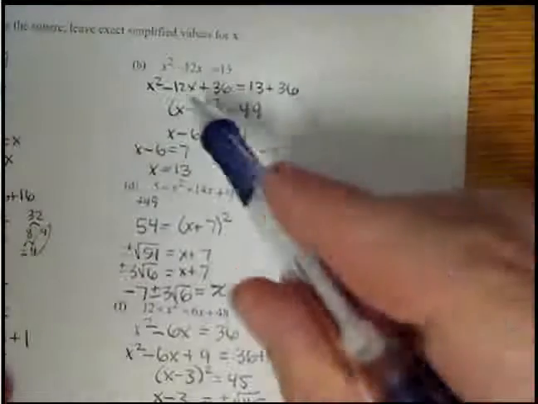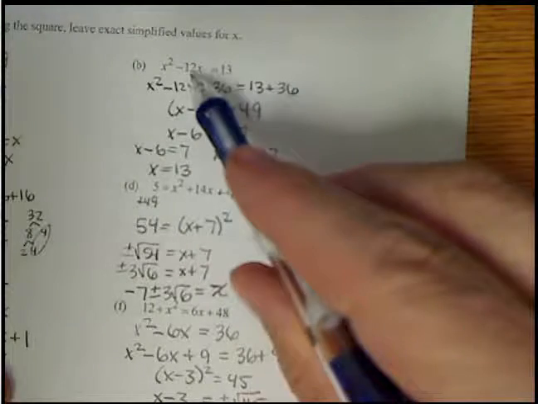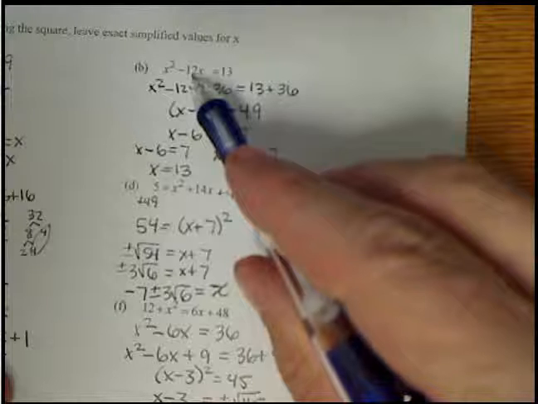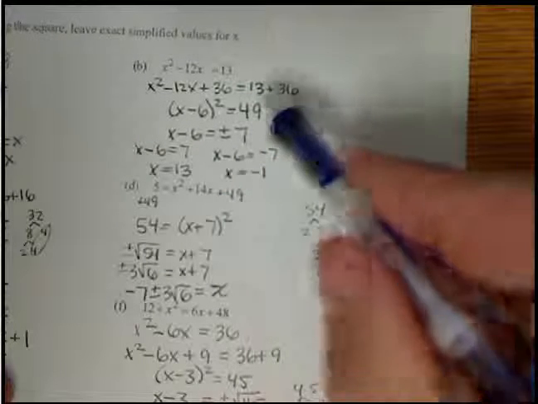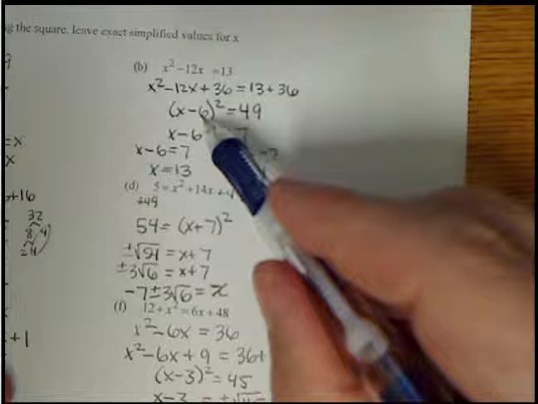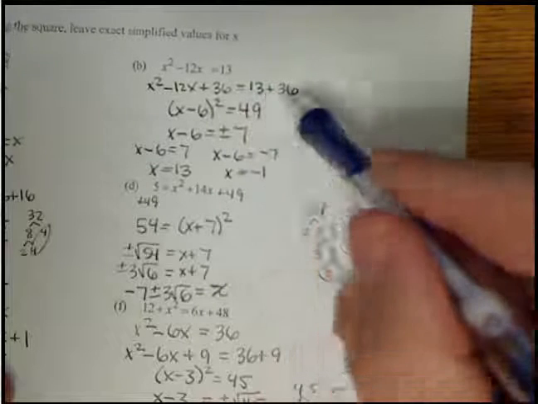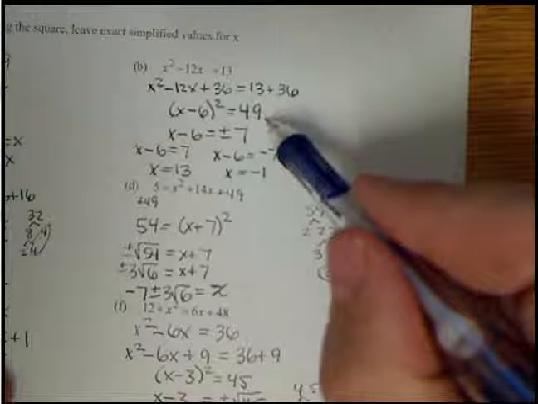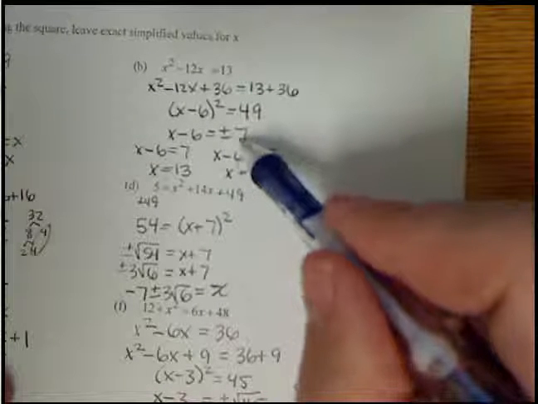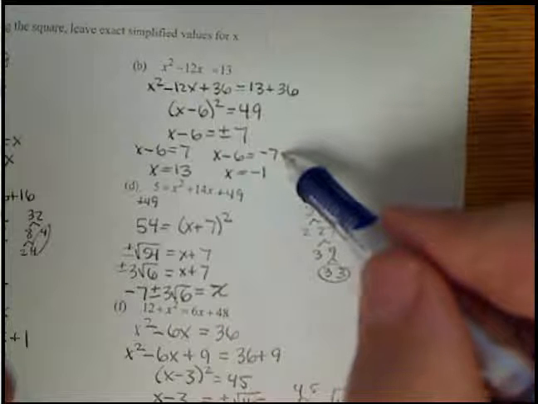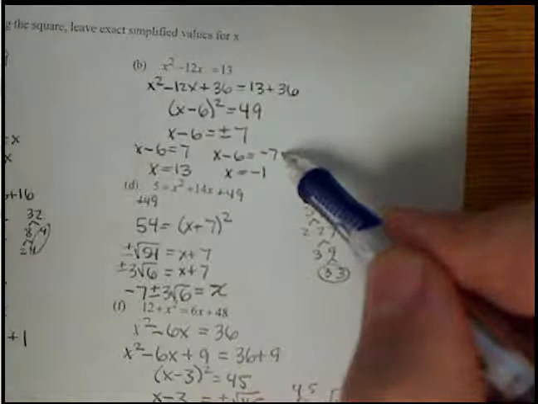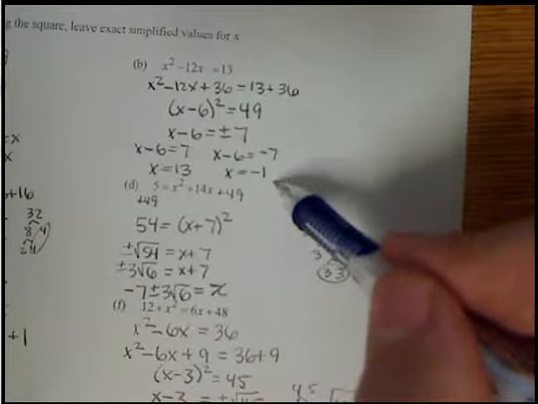So again, let's look at our steps. This is what I originally started with. Half of negative 12 is negative 6 squared. I added 36 to both sides. This factors now to x minus 6 times x minus 6. 13 and 36 is 49. Take the square root. I get plus or minus 7. So either x minus 6 equals 7 or x minus 6 equals negative 7. Solving, we get 13 and negative 1.